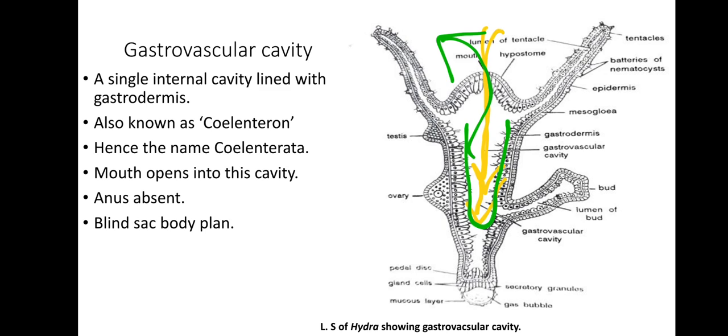See, there is another type, the tube within a tube body plan, where there is both mouth and anus. But here there is only a mouth, no anus. So this type of body plan is called blind sac body plan. So that's about the gastrovascular cavity. It is the cavity of Coelenterata, which opens outside by means of mouth, only mouth, and this is the cavity where the digestion takes place. That's why the name gastrovascular cavity. Not only digestion, even transportation of material also takes place through this cavity.